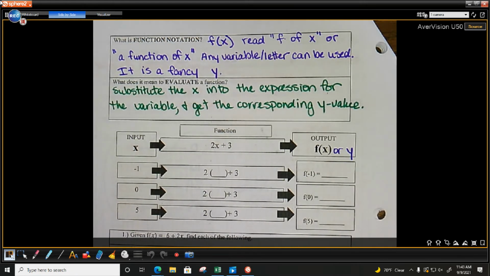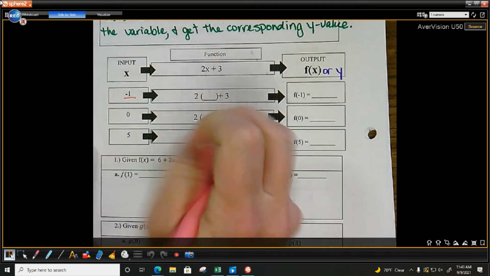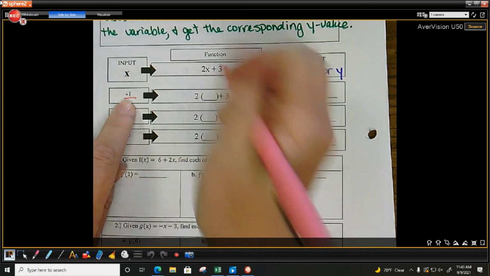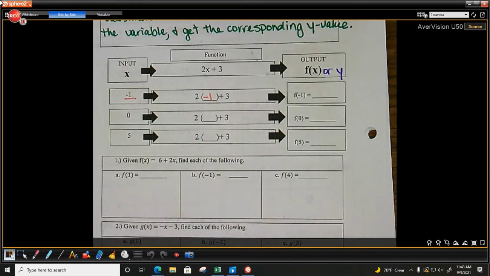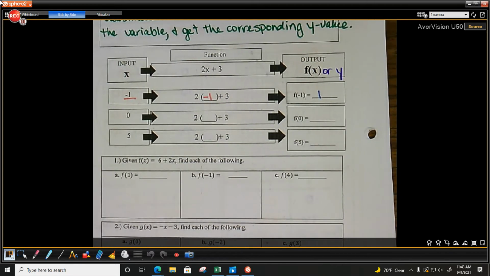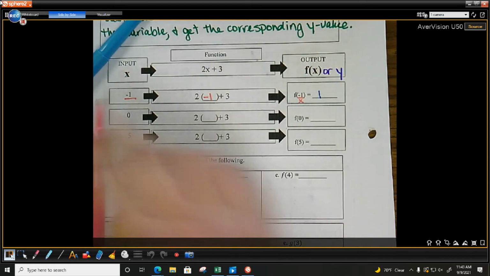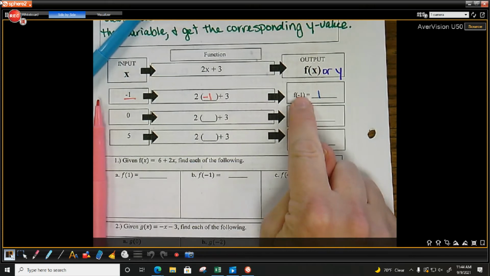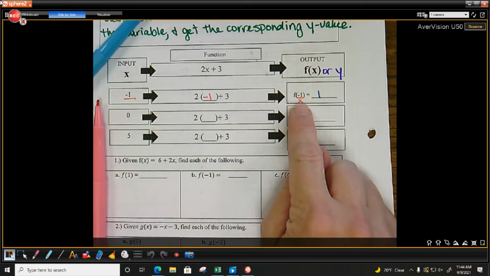So what I'm going to do is replace my x with my input. So instead of 2 times x, I'm going to do 2 times negative 1. Well, what is 2 times negative 1? Plus 3. 1. Now, before we move on to the next one, guys, I want to point something out. This says f of negative 1. That's a way of saying your x value is negative 1. Because normally it says f of x, right? But they replaced x with negative 1. So it's saying x is negative 1. Then what that equals is the y value.